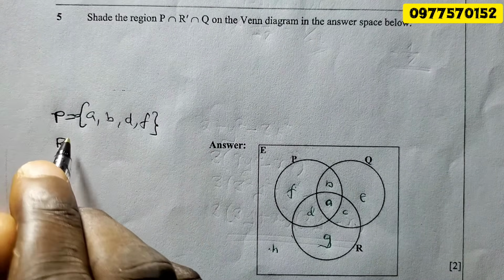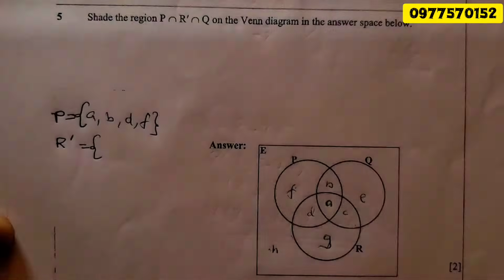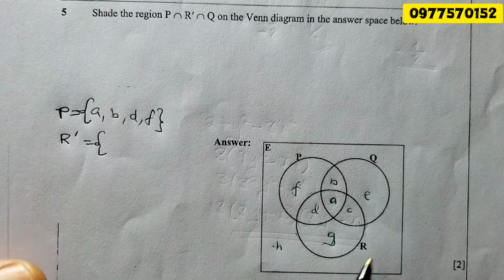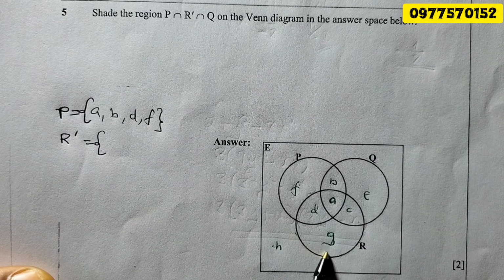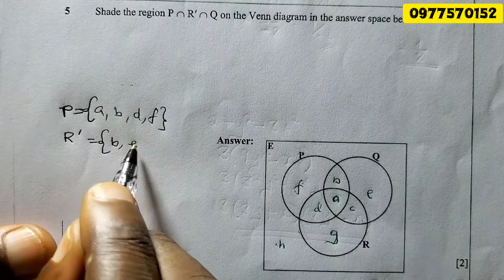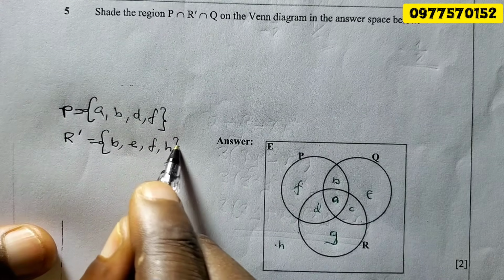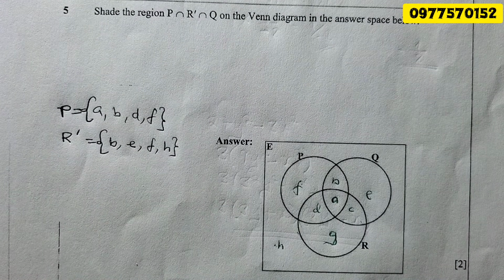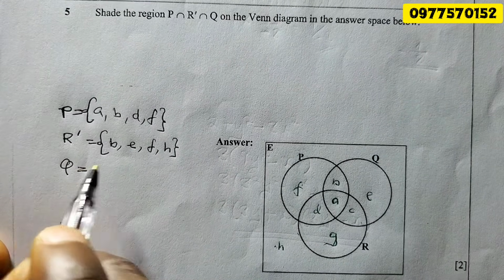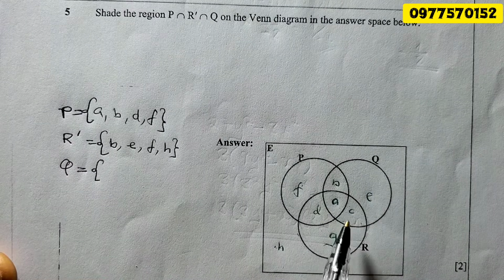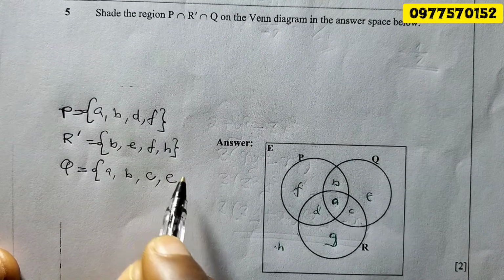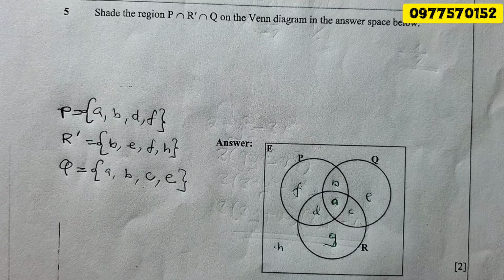Then set R complement. Set R complement is anything that is not in R. So we have B, E, F, H. Are we together? What else? You need to also know set Q. What is in set Q? Here you have A, B, C, and E. Are you following, my good friends?